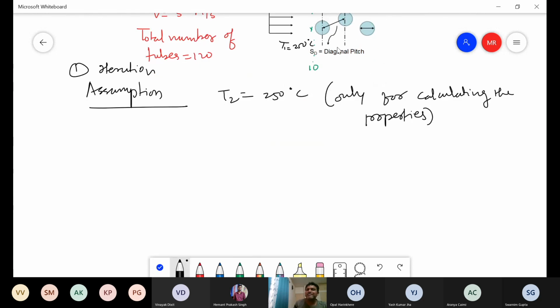Now this is a staggered arrangement. So what we have to first find out is SD. SD is nothing but the diagonal pitch. Before we start, let me open the presentation so that you will be able to appreciate what we are doing and why we are doing it. Let me open that and give you a background, and then we will start solving it.